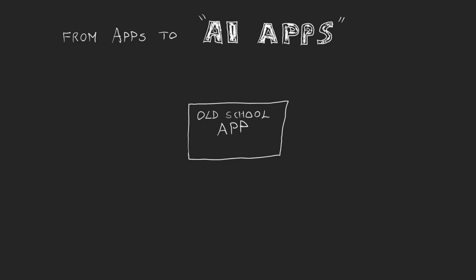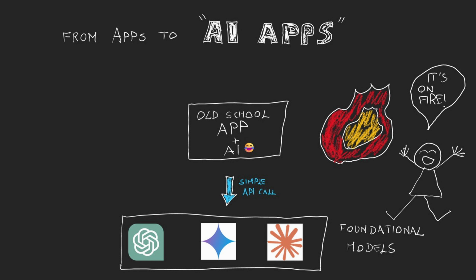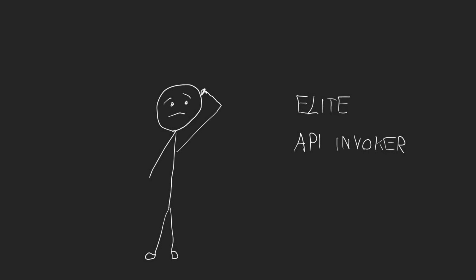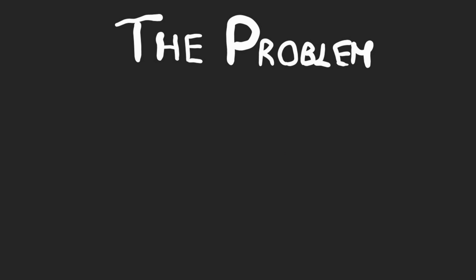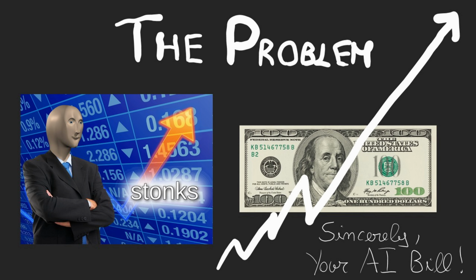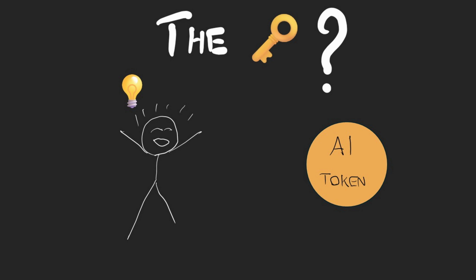Building applications on top of models like ChatGPT, Gemini, or Claude is the hottest trend in software engineering right now. If you can call an API, you can build with AI. The problem, the AI bill can skyrocket, and the key to controlling it lies in understanding one unit, the token.